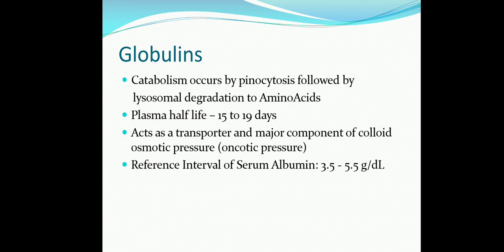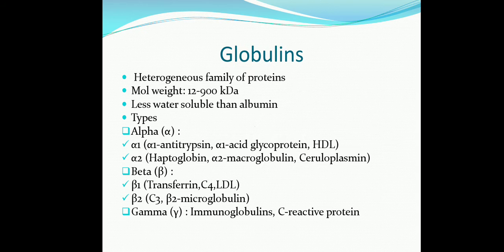It acts as a transporter and is a major component of colloid osmotic pressure, which is also called oncotic pressure. The reference interval of serum albumin is 3.5 to 5.5 grams per deciliter.